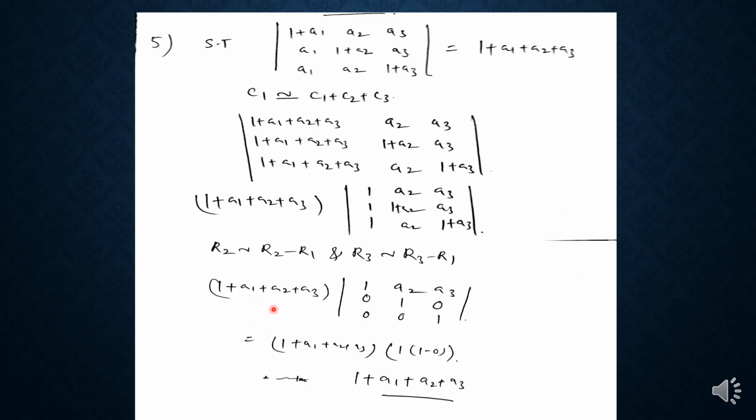So 1 plus A1 plus A2 plus A3 into, by taking the Laplace expansion along the first column, 1 into (1 into 1 minus 0). That is 1 plus A1 plus A2 plus A3 into 1, that is equal to 1 plus A1 plus A2 plus A3. Thus we can find the determinant value by using some properties.